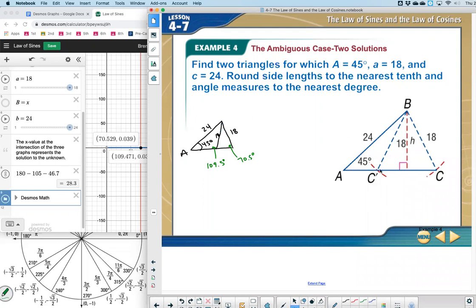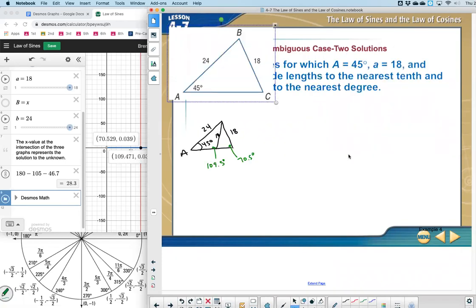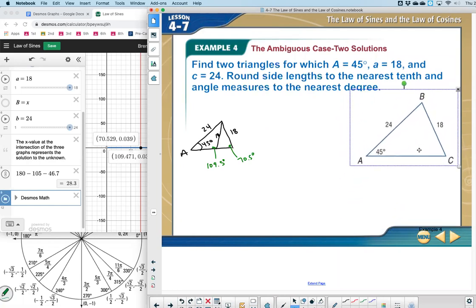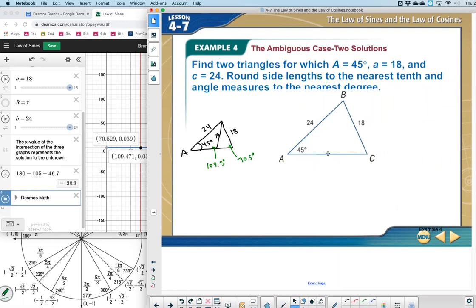So there's their little drawing. I think their drawing is a little confusing. So what I'm going to do is they do separate it out, and I'm going to take this one here, and we're going to solve this one. I'll do that first, and then I'll get the other picture in a second. Okay, so let's solve it as if the triangle looked like this, where it's this way. So we just found angle C is 70.5 degrees.